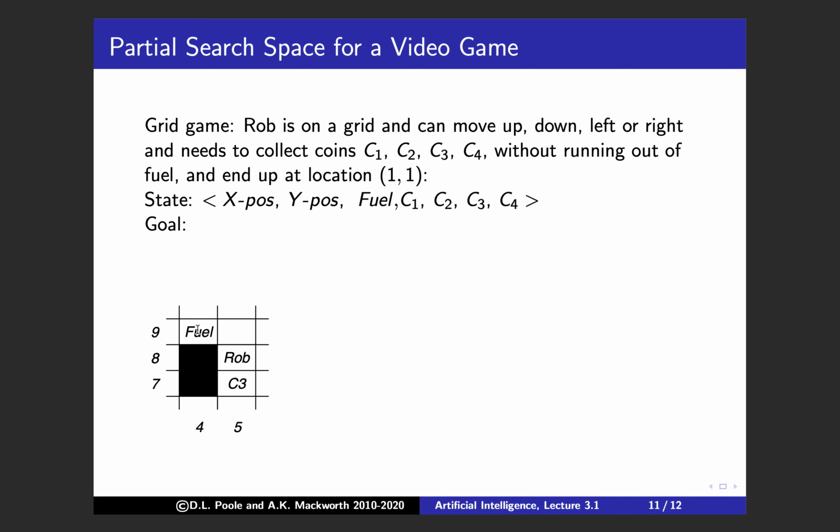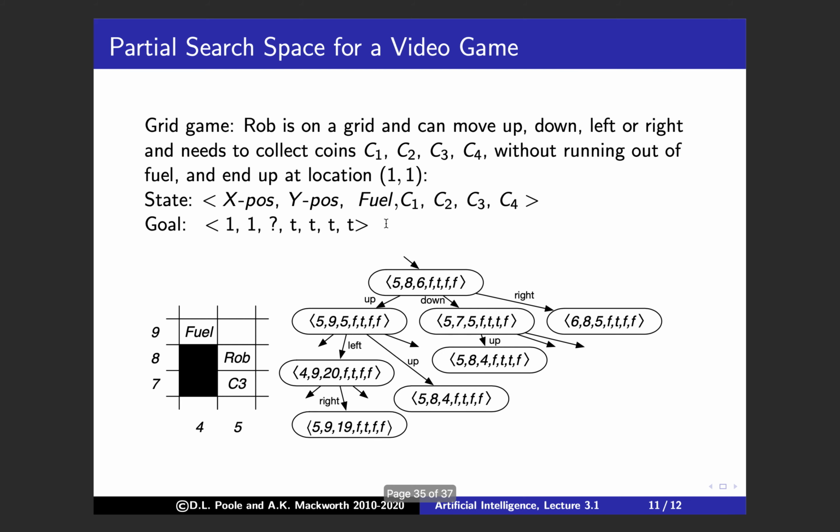And the goal here is to get to a state where you're at position 1, 1, and C1 is true, C2 is true, C3 is true, and C4 is true. But we don't care about the fuel. The fuel can be anything. And so if we think about the state graph from this one, we could have the location at 5, 8. So Rob's at location 5, 8. It's got 6 units of fuel. It doesn't have coin C1. It does have coin C2. It does have coin C3. And it does have coin C4.